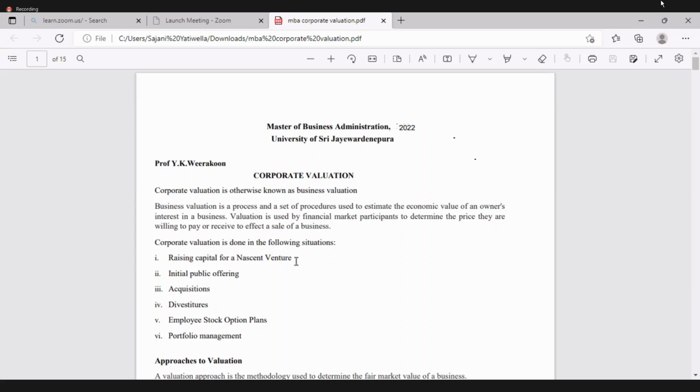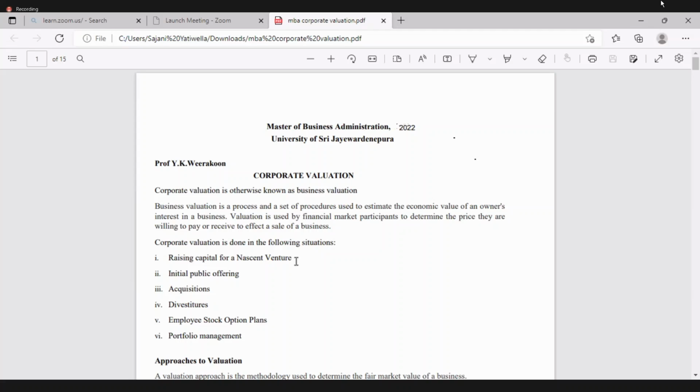Then employee stock option plans. If the company has decided to give some shares to the employees, then the particular options value, particularly the share issue value, should be estimated and decided. For that purpose, we can estimate what is the fair value of the business. Then the per share value can be decided.